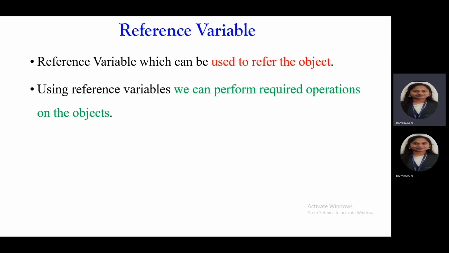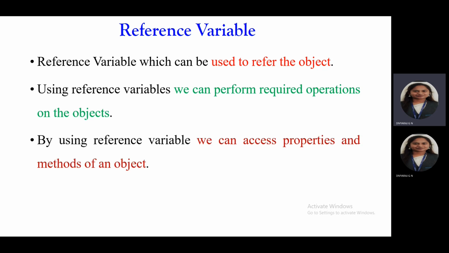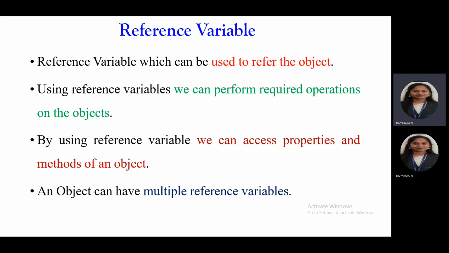Okay, so using reference variables you can perform any required operations. How to perform, we'll see in later videos. See, you can access properties and methods of an object by reference variables. Note down this point, very important. So reference variables can be used to access the properties and methods of an object. So how to access? Let's see. An object can have multiple reference variables, no doubt.